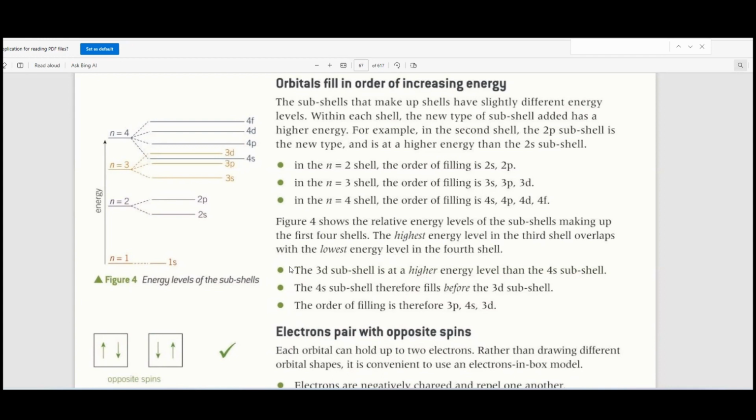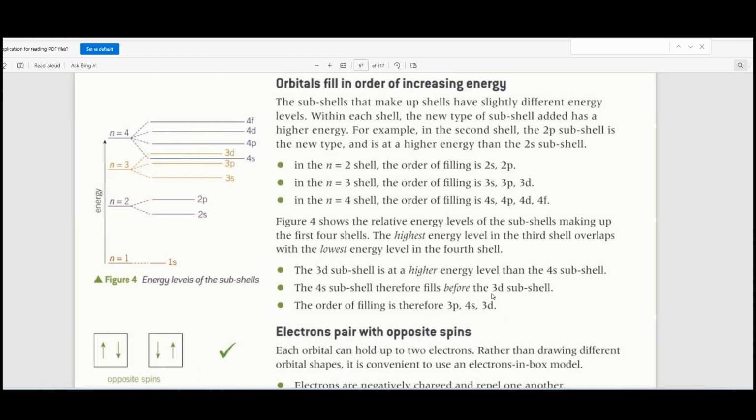And when two subshells have the same energy, we first fill S, then P, then D, then F. So that's the reasoning for that. Okay, the 3d subshell is at a higher energy level than the 4s subshell. So now they're saying not overlap, but 3d has a higher energy level than 4s. The 4s subshell therefore fills before the 3d subshell. The order of filling is therefore 3p, 4s, 3d.